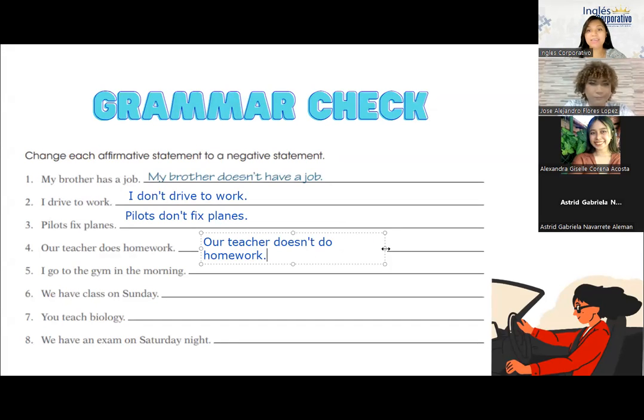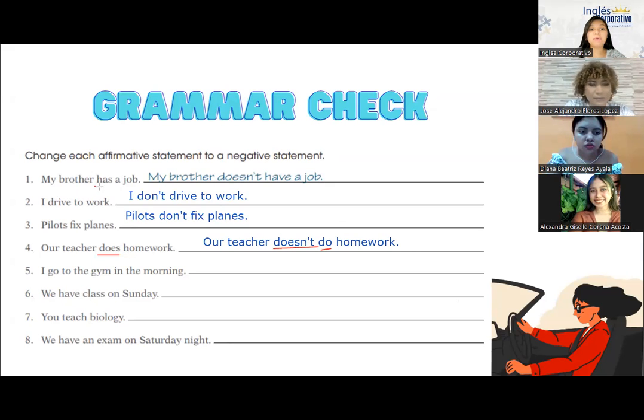Yes. Okay. Remember, right? This one is the positive sentence. This is the verb. Now we add the auxiliary, but the verb goes in base form. The same here. Look at number one. My brother has, and now in the negative, doesn't have. It changes.